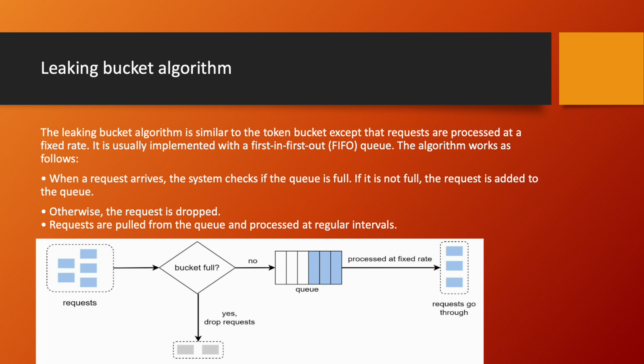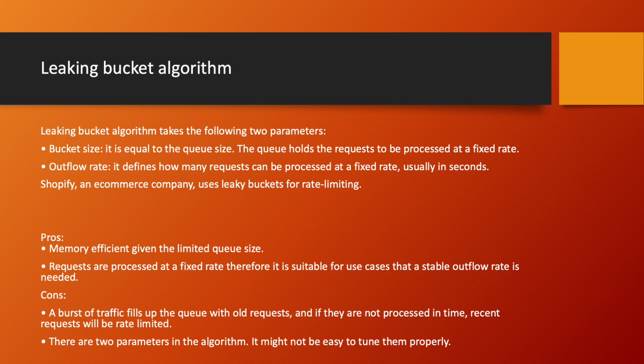it is processed at a fixed rate. So the leaky bucket algorithm takes the following two parameters: bucket size, which is equal to the queue size. The queue holds the requests to be processed at a fixed rate. Outflow rate defines how many requests can be processed at a fixed rate, usually in seconds. Shopify, an e-commerce company, uses leaky buckets for rate limiting.